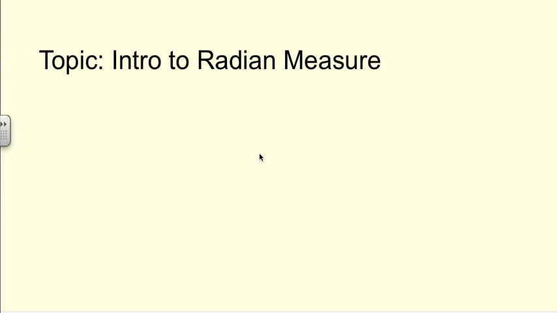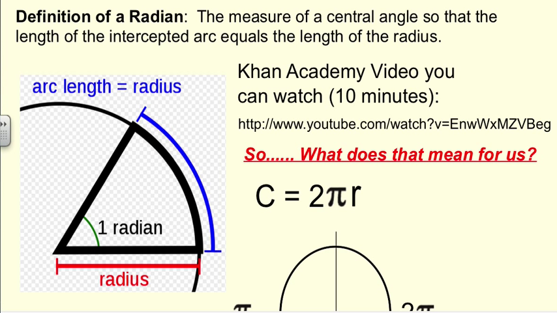This is the introduction to radian measure. The definition of a radian is the measure of a central angle so that the length of the intercepted arc equals the length of the radius.